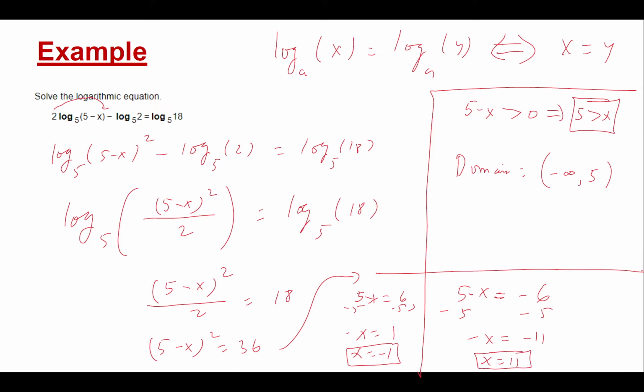These are the two possible, potential solutions. But if you look at the domain, it has to be less than 5. The solution has to be less than 5. So we cannot accept this second solution. The only solution that's possible is negative 1.